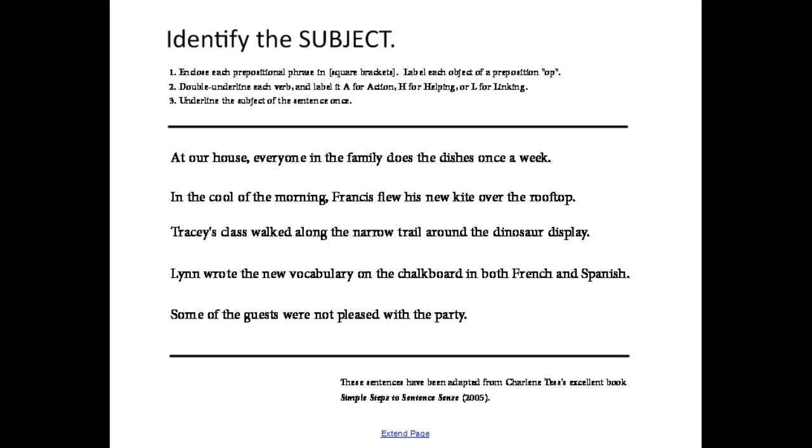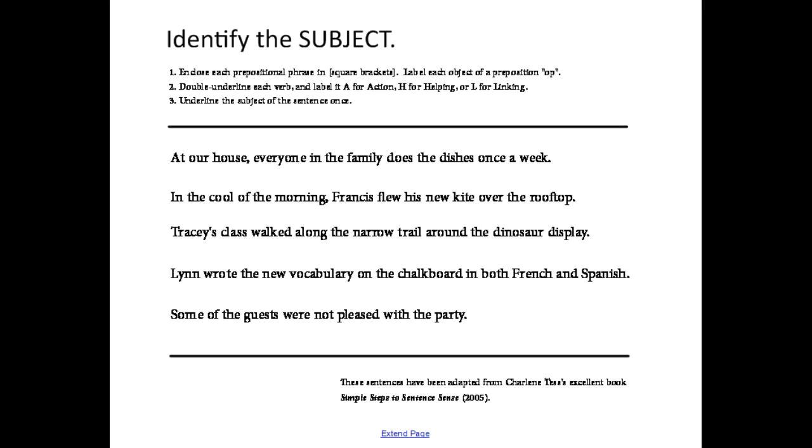So let's look at these 5 sentences, which actually come from the Step 1 worksheets from Charlene Tess's book. You've seen these before, and I want you to do all 3 steps on these. If you can find them in your packet, that's fine. If you want to just write them down, that's fine too. But I want you to hit pause right now, do all 3 steps, and then come back to check your answers.